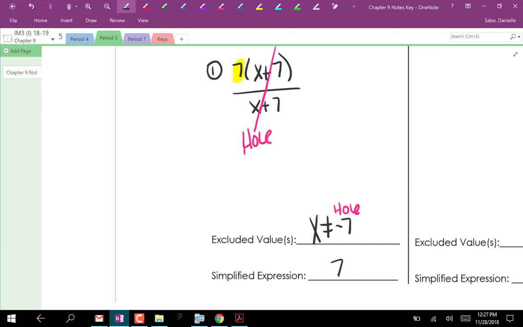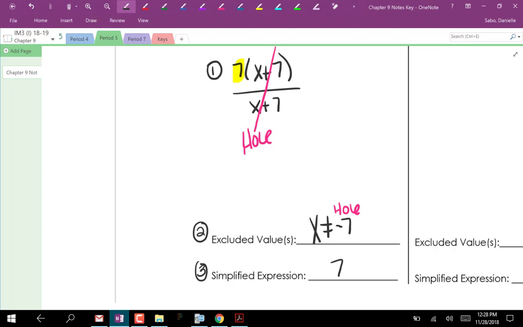Mm-hmm. Okay, I know some people are still working. Please still work. I just want to show those that are done what we're doing here. Step 1 was to factor. Step 2 was to find your excluded value. And step 3 is to simplify. Now, obviously, when you're doing your homework or your test, you don't have to write all of that out. I'm just showing you what the steps are to simplifying it here.